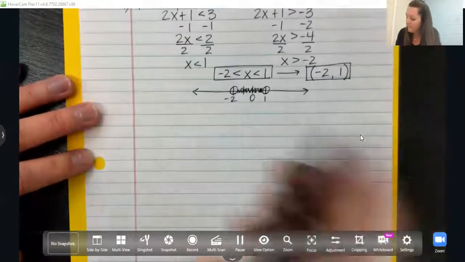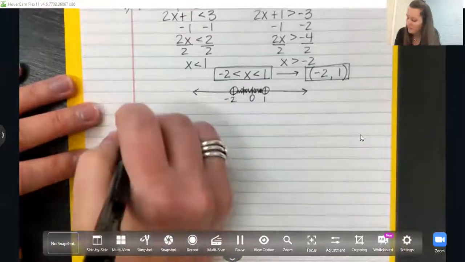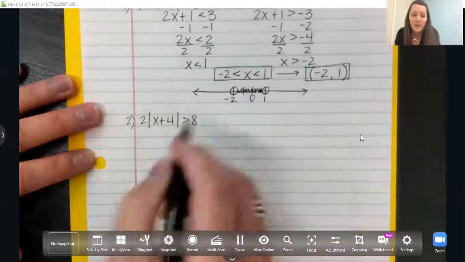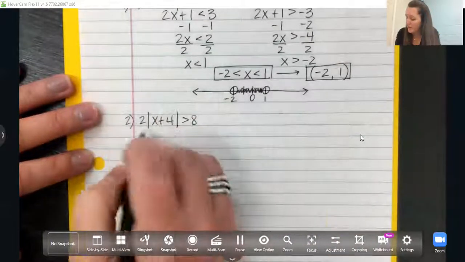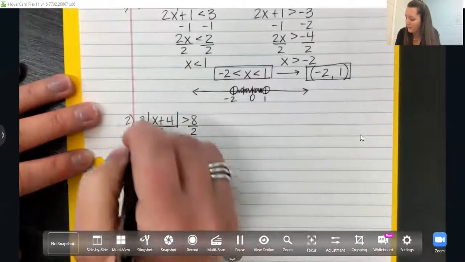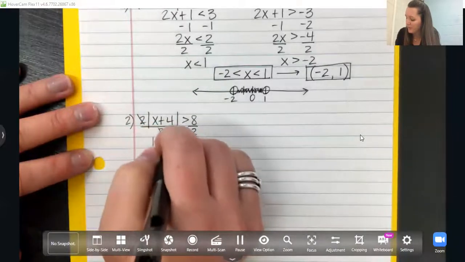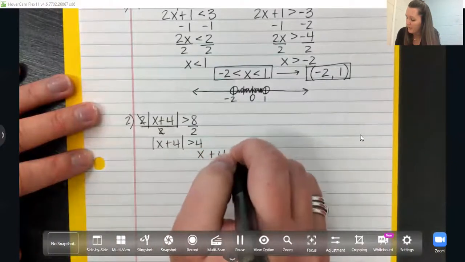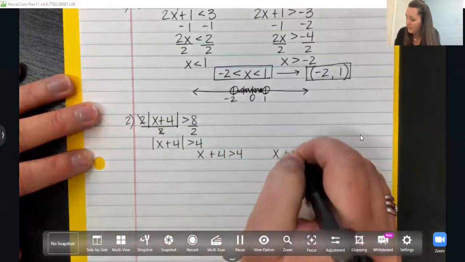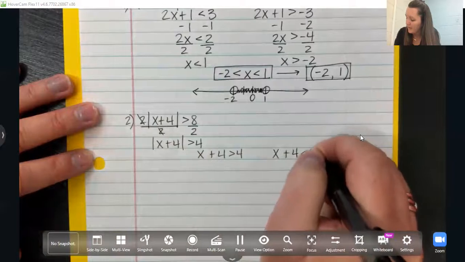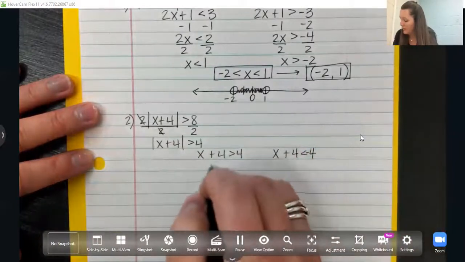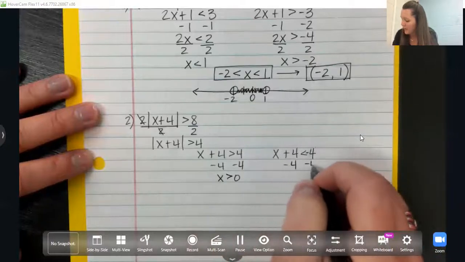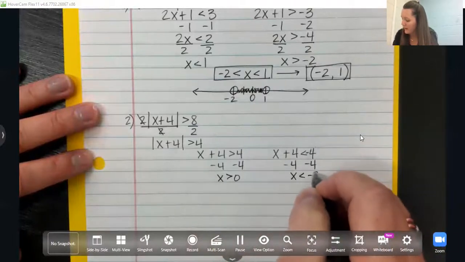All right, let's try number 2. We have 2 times the absolute value of x plus 4 is greater than 8. I need to isolate my absolute value bars first, so we're going to divide by 2. So we have the absolute value of x plus 4 is greater than 4. So we have x plus 4 is greater than 4, and x plus 4 is less than negative 4. We'll solve by subtracting 4. So x is greater than 0. Subtract 4 here, and x is less than negative 8.